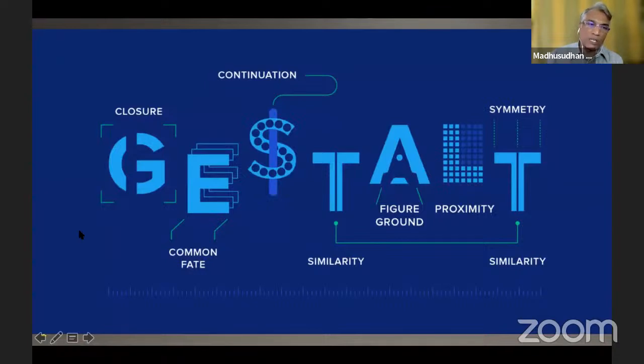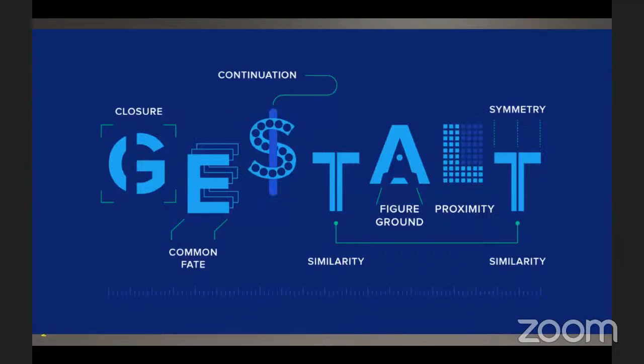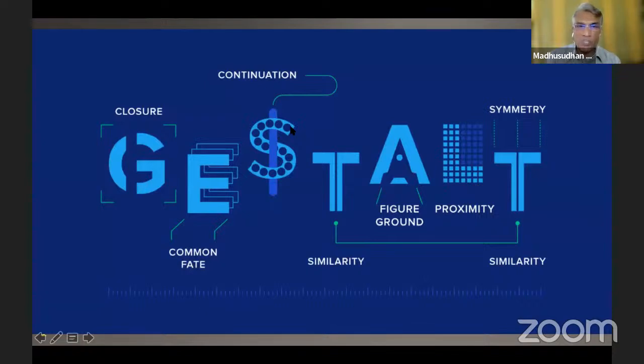To sum it up, whatever we have in our textbook, these are the most important things according to Gestalt's principles: closure, common fate, continuation, similarity, foreground, proximity, and symmetry. So just remember them. You will understand what continuation is, going from top to bottom, going inside and coming out. So continuation you can feel, but there is no continuation here. Even dots.